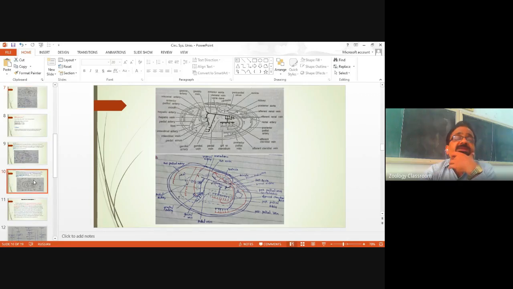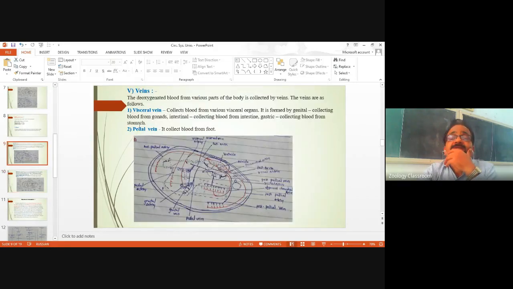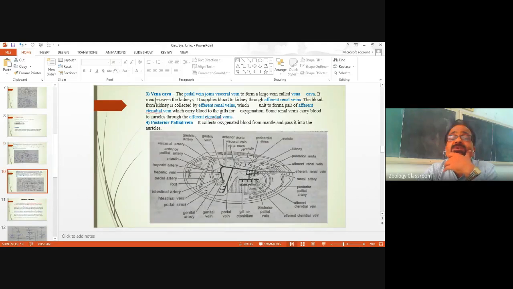What is this large vein called? It collects the blood from the foot, and this opens into the large vein, which is called the vena cava. See this location of the vena cava. This is the large vein. So whatever blood is collected, finally it's carried by this vena cava. The pedal vein joins the visceral vein to form the vena cava. This is the vena cava.